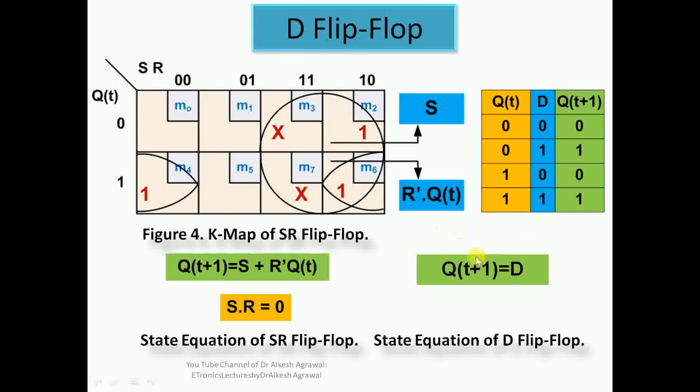Now you see the state equation of the D flip-flop, very simple to understand. As I've already told you, the column Qt+1 is the same as the column of D. From this you can conclude that Qt+1 is equal to D, because both these columns are the same. Whatever input is given at D is reflected as the next output. So Qt+1 depends upon D. If D is 0, Qt+1 is 0. If D is 1, Qt+1 is 1.